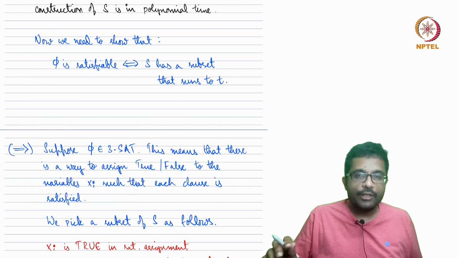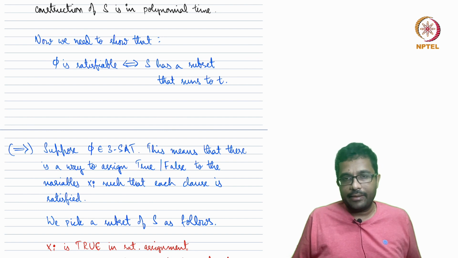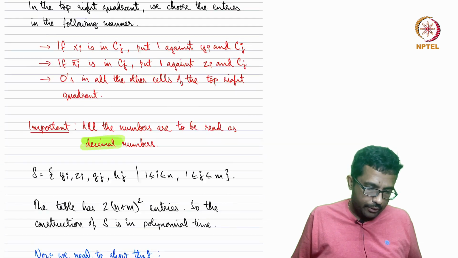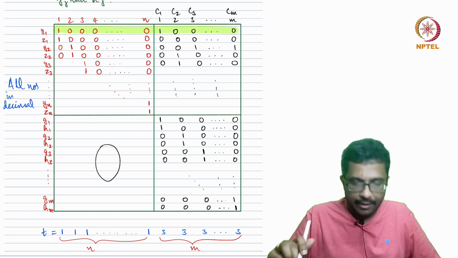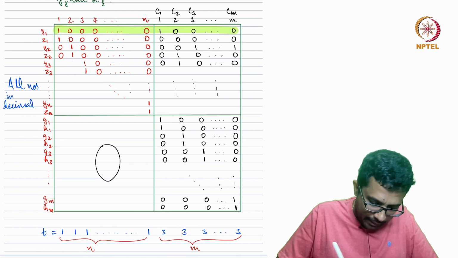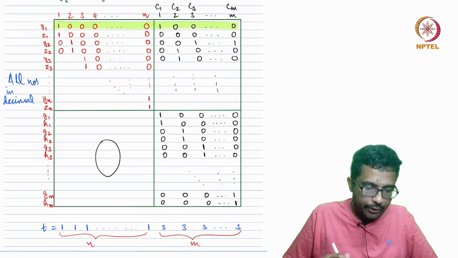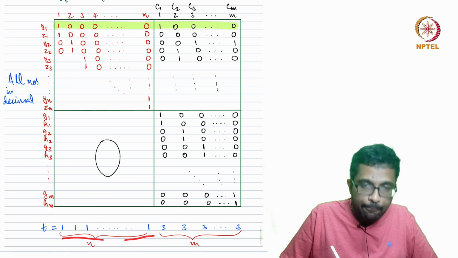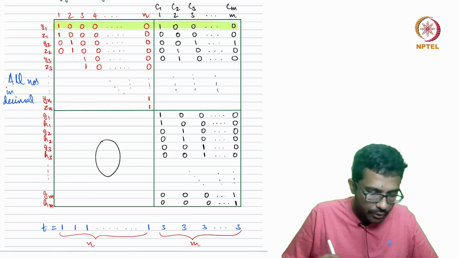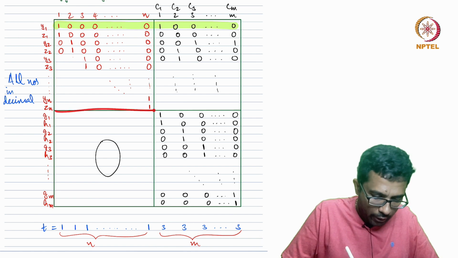So the formula is satisfiable, which means there is a way to assign true or false to the variables Xi, right? Such that each clause is satisfied, right? So now how do we pick the subset of S? Right. So from S we need to pick a subset. S is these numbers, each row corresponds to a number. And we need to get this sum, the sum that is over here. So notice that we have the first n positions are all 1 in T. So where do we get these ones from? These ones have to come from here, from the top left, because the bottom left are all zeros.